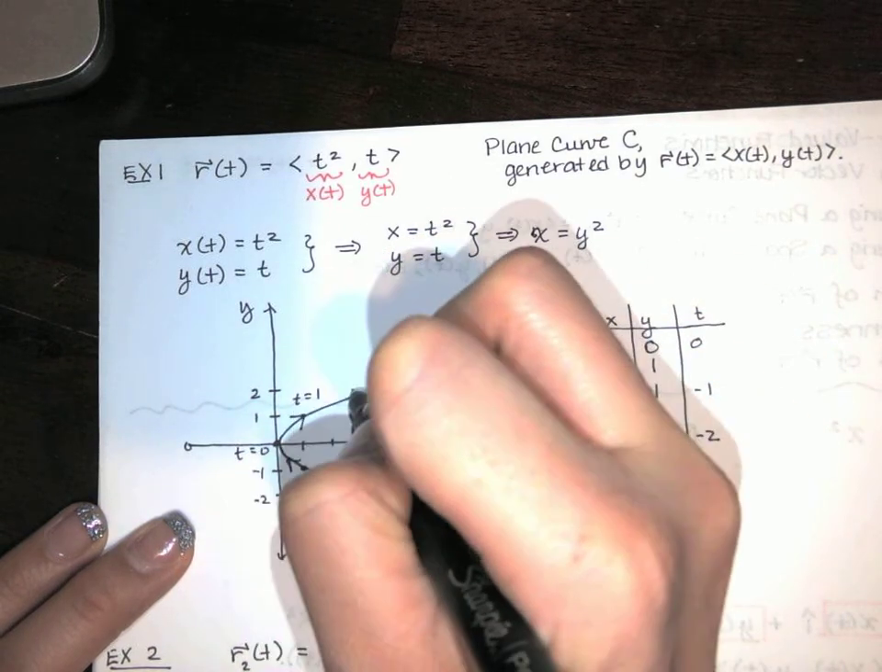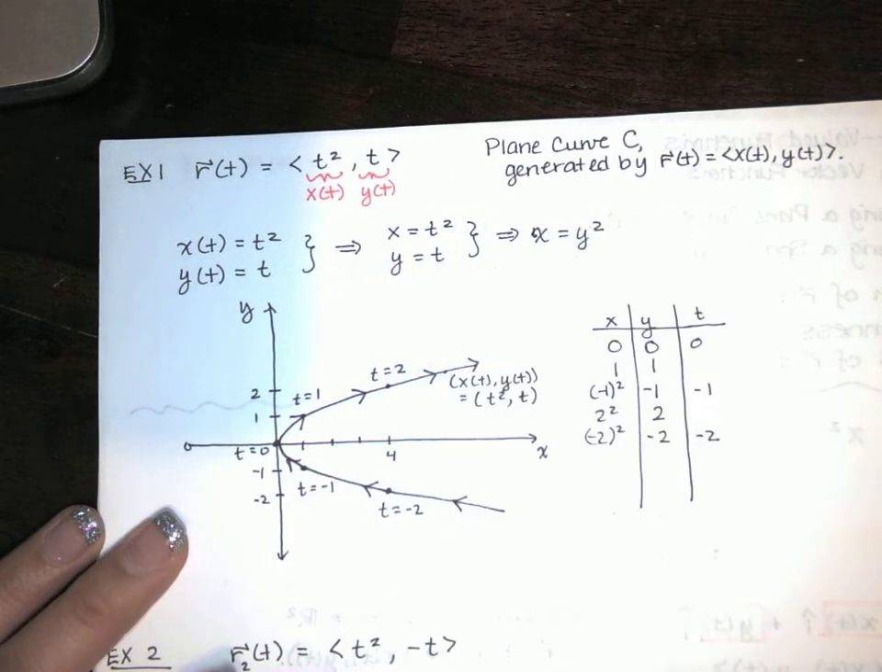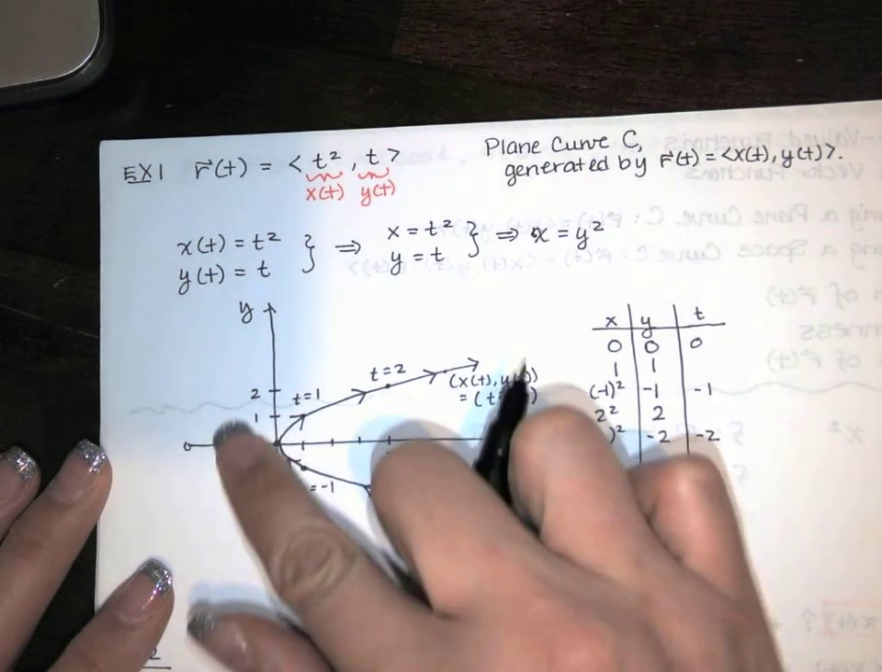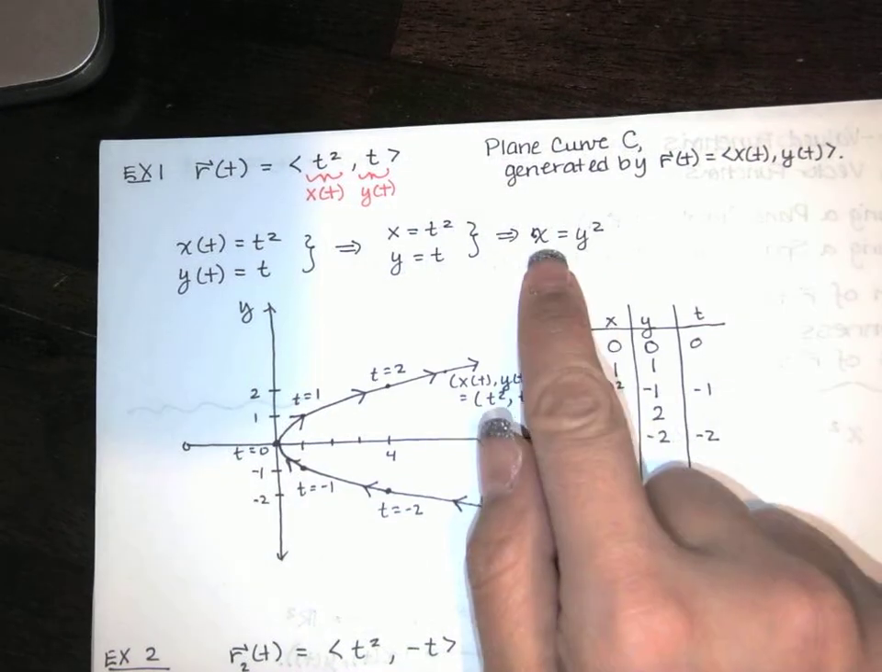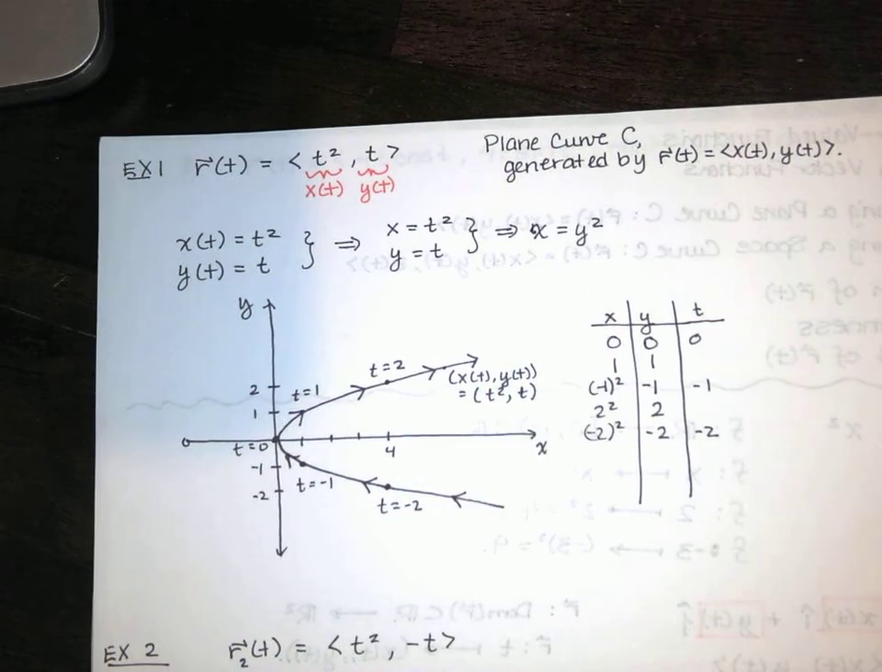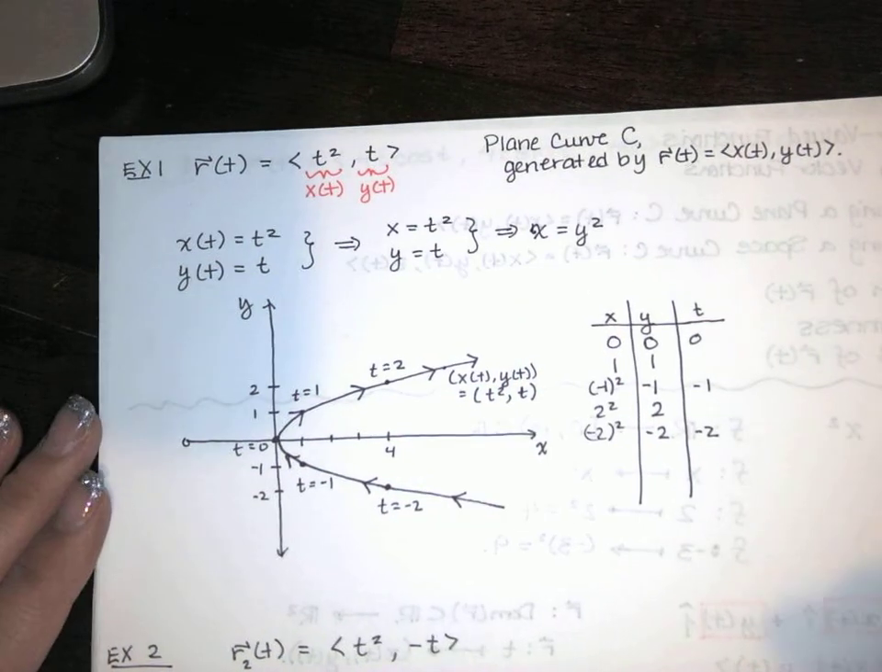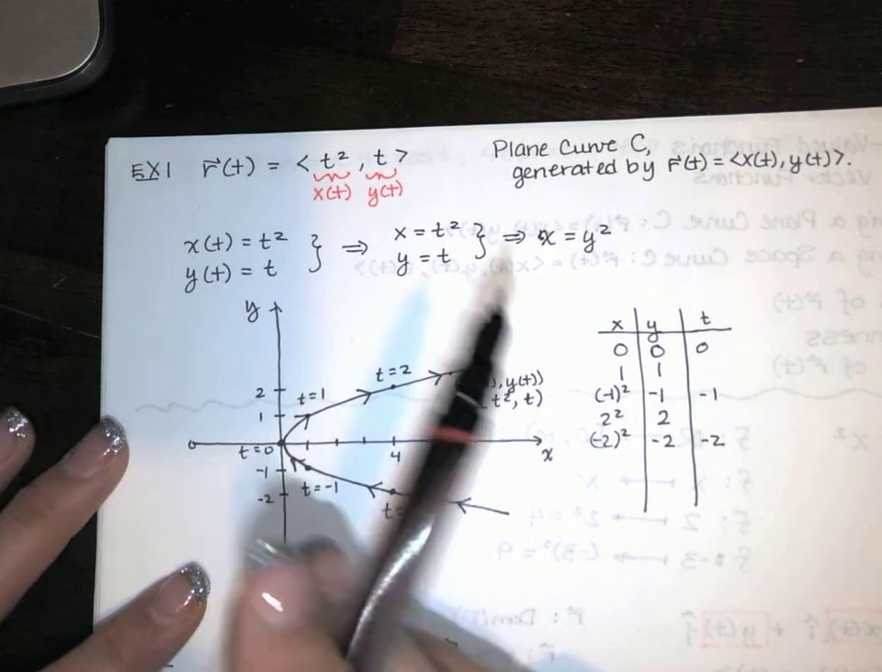So this is the orientation of the curve. The arrows indicate the orientation. As t increases, we go here. And you might have said, okay, Miss Townsend, I saw you plot some points. I saw you graph x equals y squared, but I don't see any vectors r of t. And you're absolutely right. I didn't draw any vectors r of t.